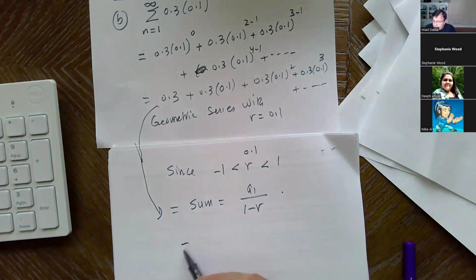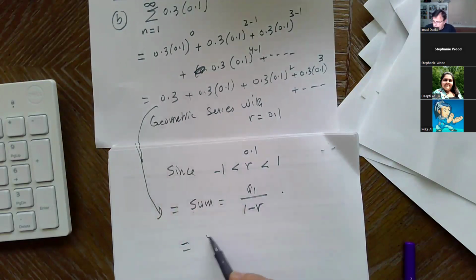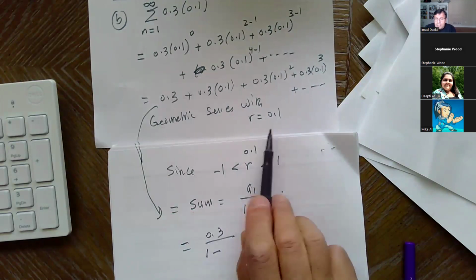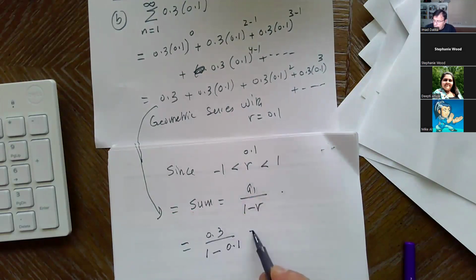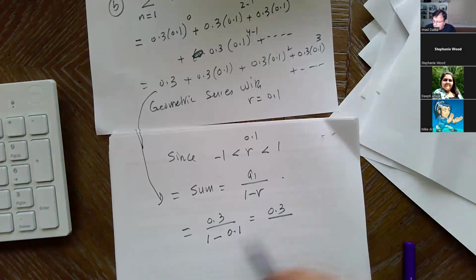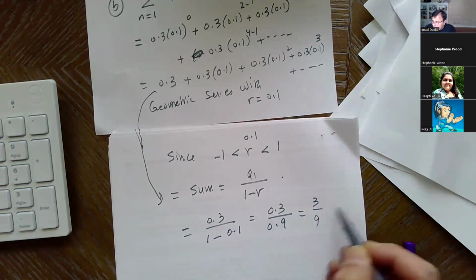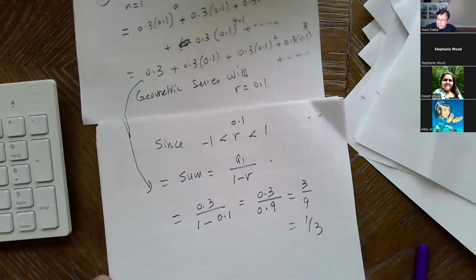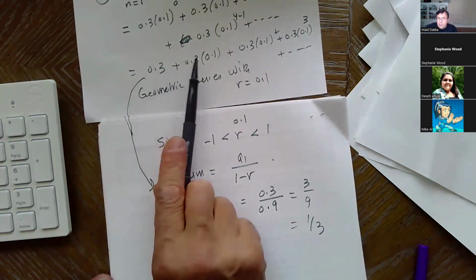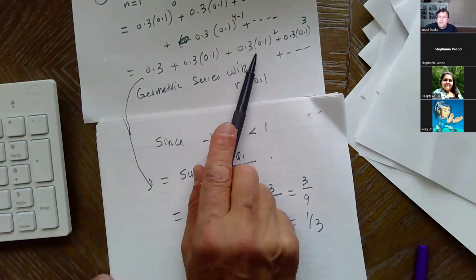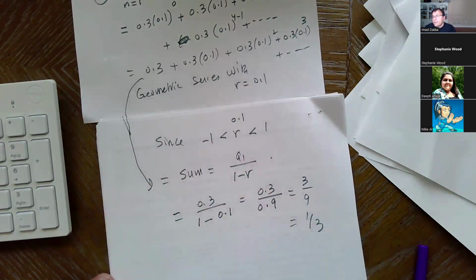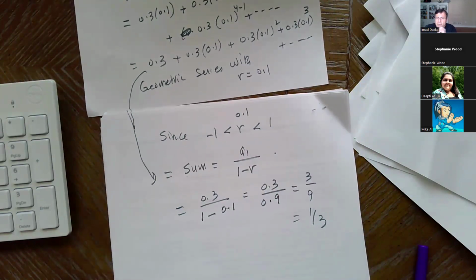So A1 is the first term. What's the first term? Right there, 0.3 over 1 minus, what's the common ratio? 0.1. So that's 0.3 over 1 minus 0.1, which is 0.9, which is, if you multiply by 10, or move the decimal one place to the right, so this actually equals 1/3, which makes sense because it's 0.3 plus 0.03 plus 0.003. If you add them up, you're getting 0.3333 repeating, and it's exactly 1/3. Any questions?